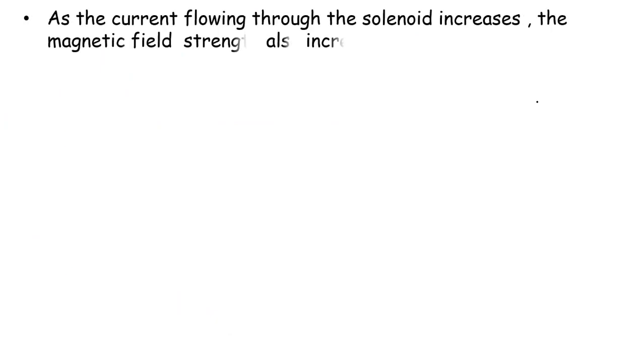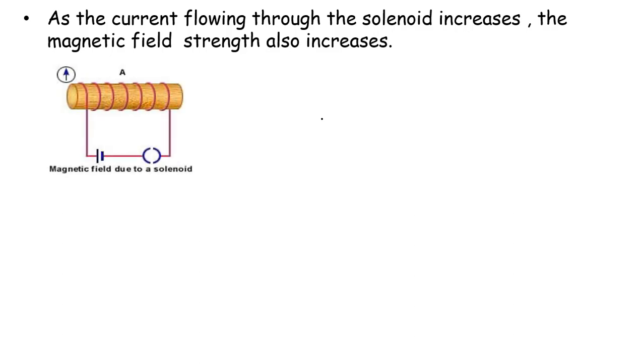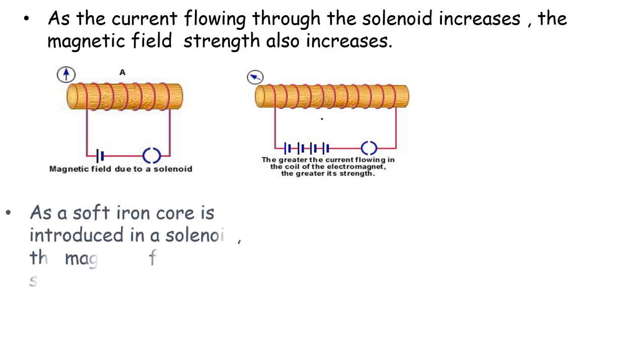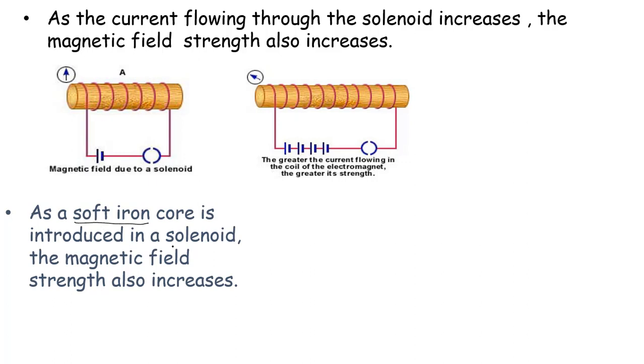Now the second thing: the magnetic field strength inside the solenoid also depends on the material which is kept inside the solenoid. Over here you can see a soft iron core. If it is introduced in a solenoid, then the magnetic field strength will also increase.